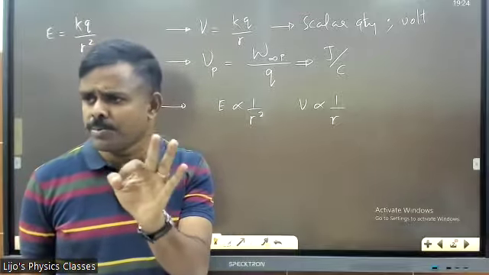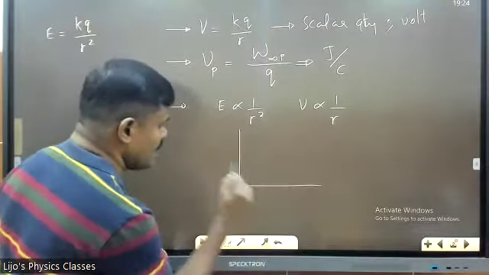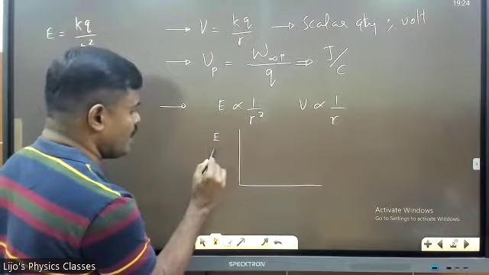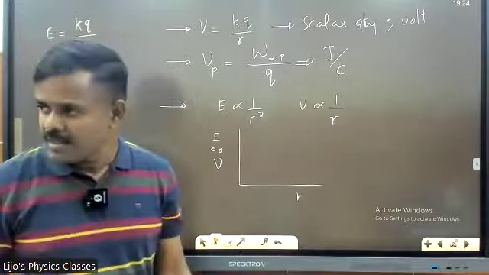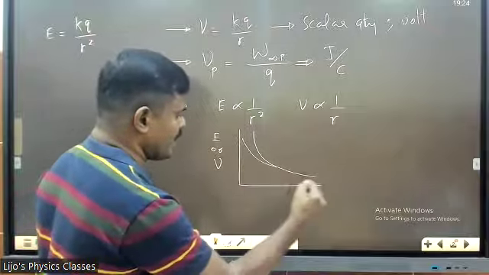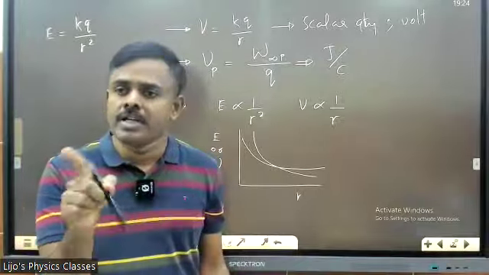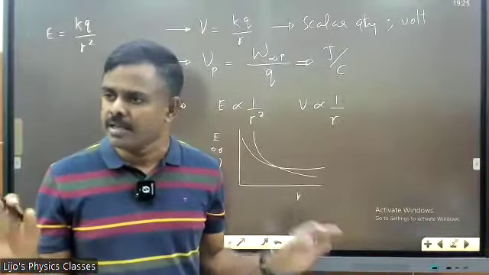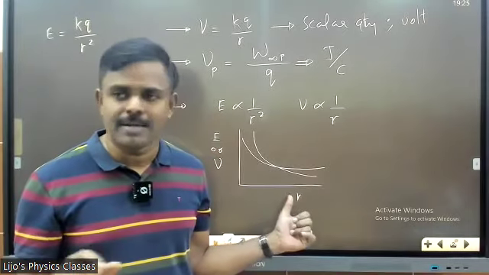It is so important. Trust me, it has come many times. This is how you draw the graph. E or V on the y-axis and R on the x-axis. If you draw, both the graphs will be rectangular hyperbolas like this. Trust me, if you draw the graphs on different plots, you won't get marks. 100% sure. You have to draw both the graphs on the same plot.